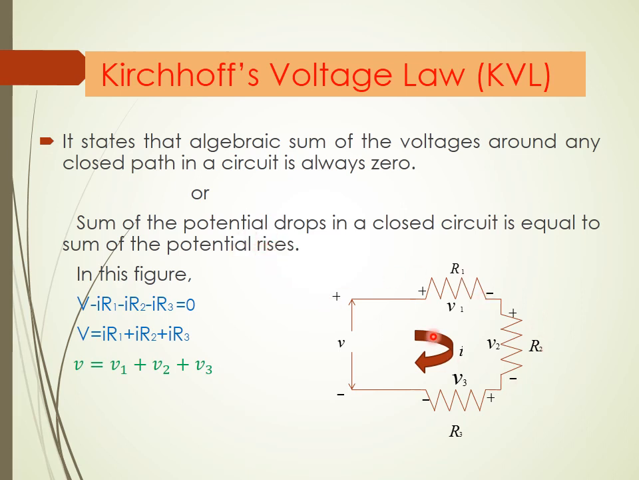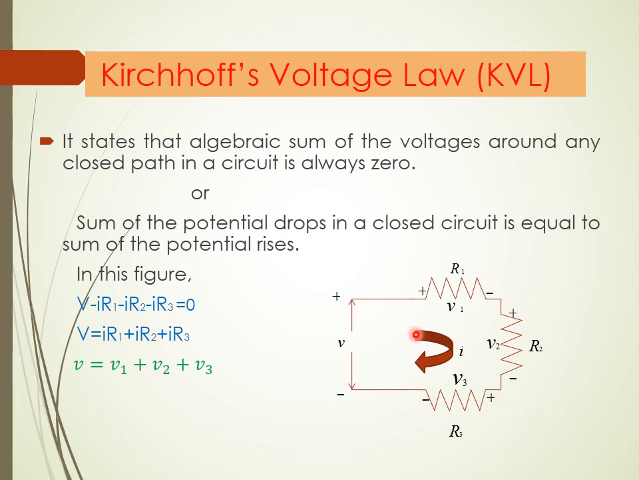So consider the circuit. Here three resistors R1, R2 and R3 are connected in series. The voltage across these three resistors are V1, V2 and V3. V is the voltage applied to the circuit. I is the current flowing through the circuit. Now, here the resistor is connected to the positive of the supply, so the sign is plus and minus. Similarly, for all the resistors, plus, minus.